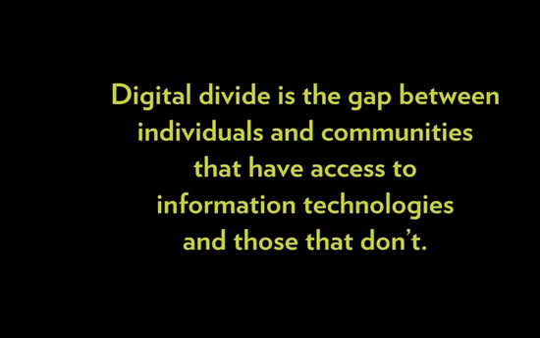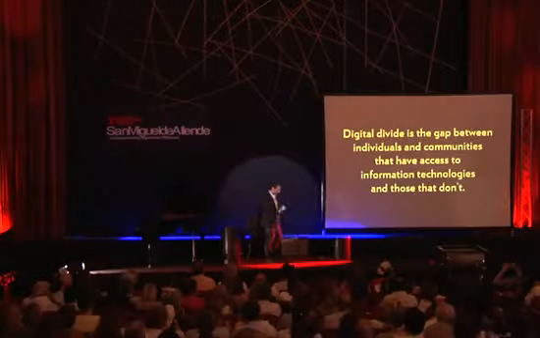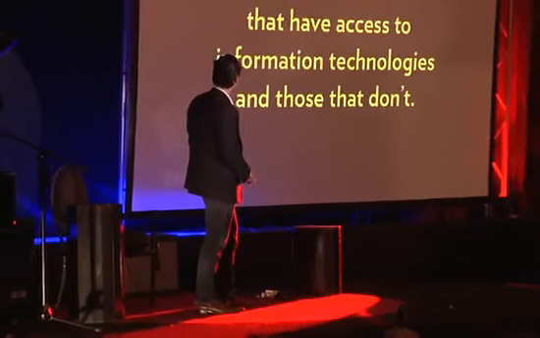Digital divide is also defined as the gap between individuals and communities that have access to information technologies and those that don't. Why does this happen? It happens because of three things. The first is that people can't get access to these technologies because they can't afford them. The second is because they don't know how to use them. And the third is because they don't know the benefits derived from technology.